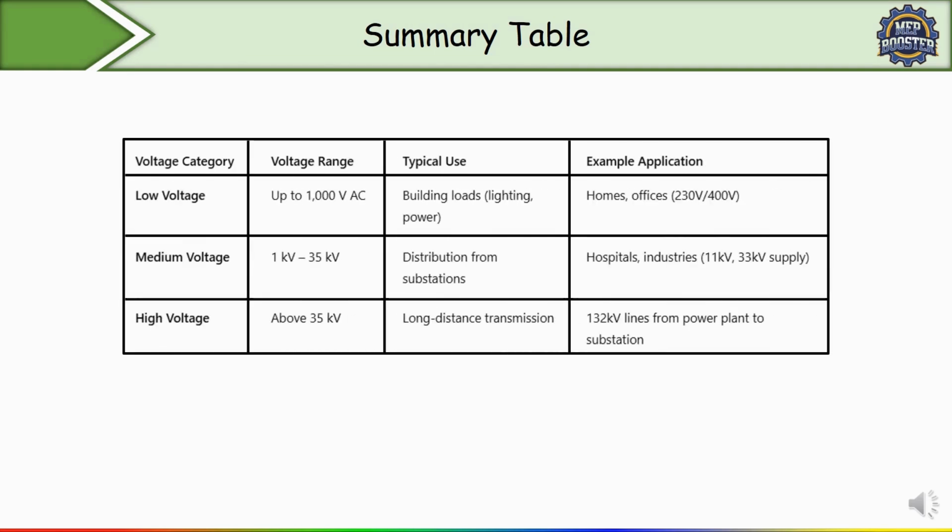Now here you can see the summary table showing where we can use these systems. The voltage category is given in the first column: low voltage, medium voltage, high voltage, with their voltage ranges. Low voltage is up to 1000 volt AC, medium voltage 1 kilovolt to 35 kilovolt, and high voltage above 35 kilovolt. For typical use, normally in building loads we use low voltage. Medium voltage systems are used for distribution from substations. High voltage is for long distance transmission. Their examples are given here.